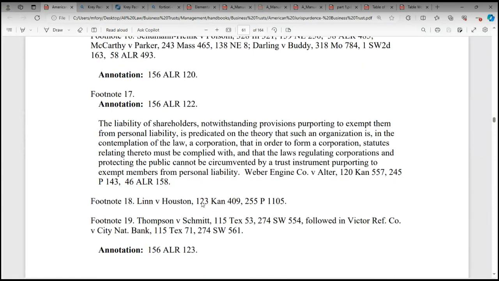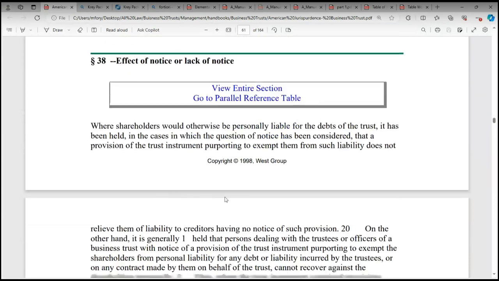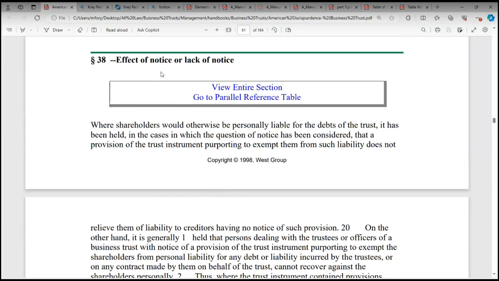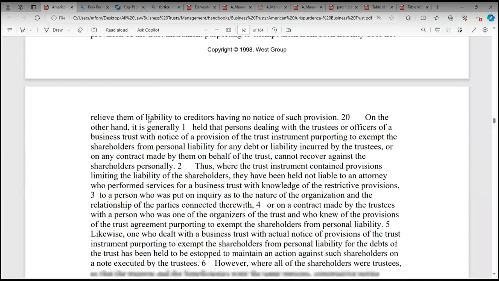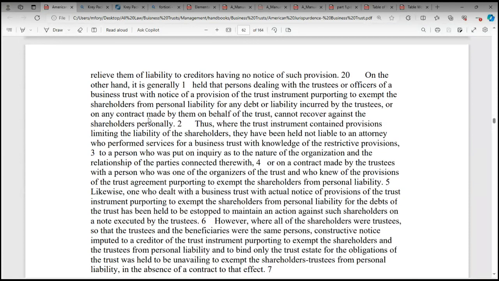And these are the footnotes. These should be a given. Section 38, effect of notice or lack of notice. Where shareholders would otherwise be personally liable for the debts of the trust, it has been held in cases in which the question of notice has been considered that a provision of the trust instrument purporting to exempt them from such liability does not relieve them of liability to creditors, having no notice of such provision.